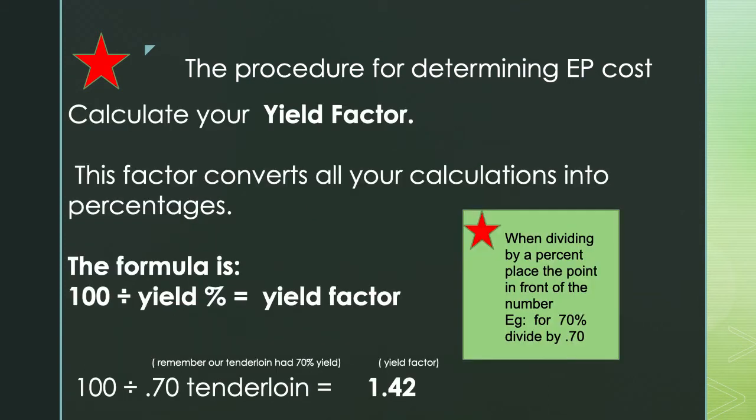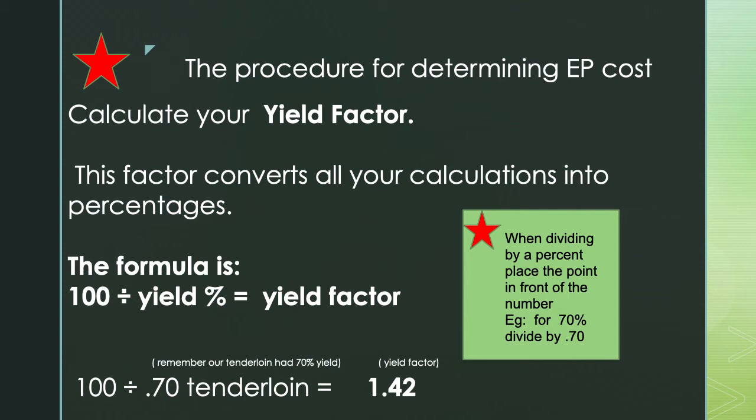The red star slide. So the next stage in determining your edible portion cost is you're going to calculate your yield factor. Yield factors are brilliant. This is brilliant stuff if you're an executive chef or even if you're running your own small restaurant, because this factor converts all of your calculations into percentages.